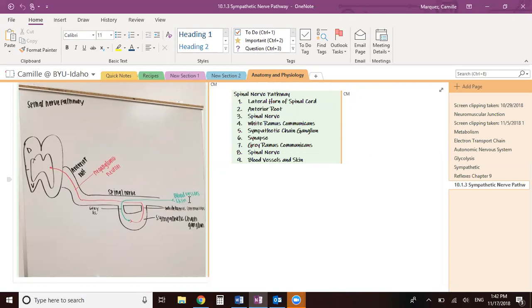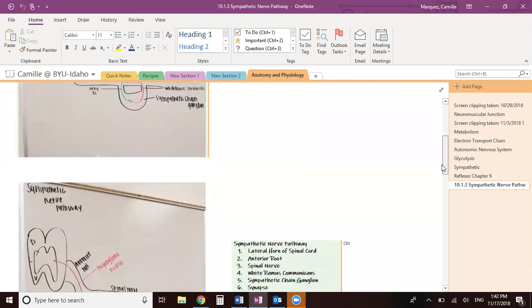Something that I just wanted to point out real quick while we're on this is that it's called the white ramus communicans because the preganglionic neuron is myelinated, making it look white, whereas the postganglionic neuron is not myelinated, making it look more gray. And over here I have written the steps, or just kind of the order how things go. Some of you I know are more visual picture learners, some of you like lists, so I hope in there it helps you somehow.